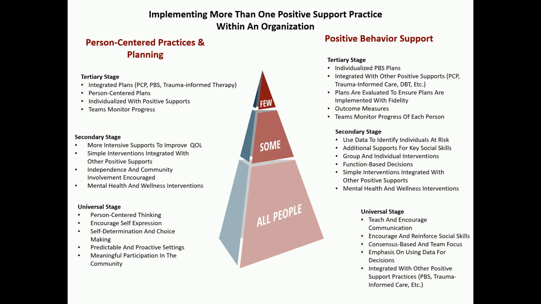At the secondary level, for both person-centered practices and PBS, the intensity and the focus increases. This might include some small group or individual interventions, simple mental health interventions, the key being that these are simple interventions. The person will still receive everything they were receiving at the universal level, and we add additional supports or interventions. At the tertiary level, again, we just continue to build on what we have done at the universal and secondary levels, and we include more intensive supports. So at the tertiary level, this might include individualized positive behavior support plans, outcome measures, and teams monitoring the progress of each person.